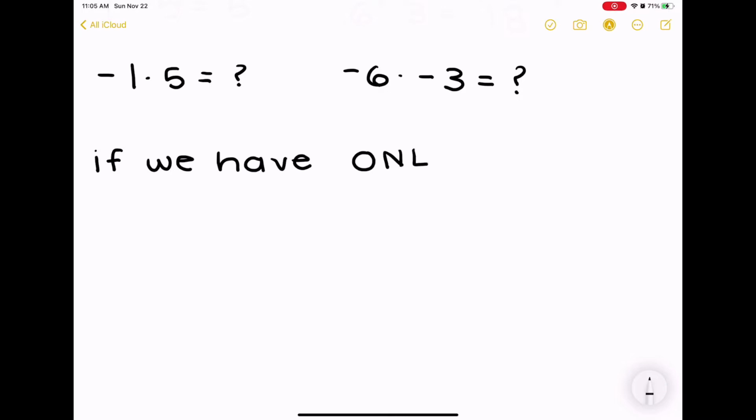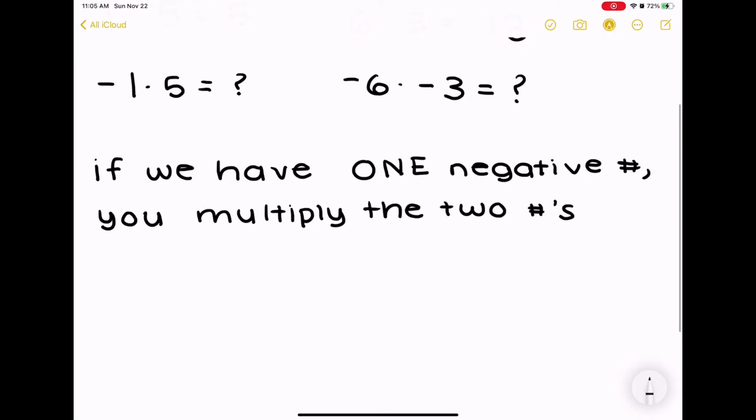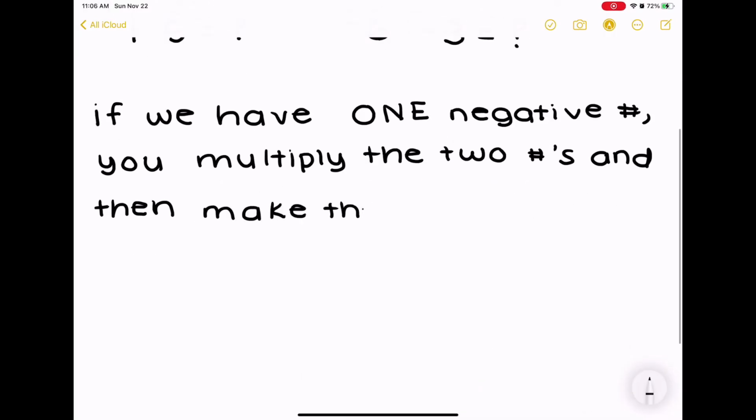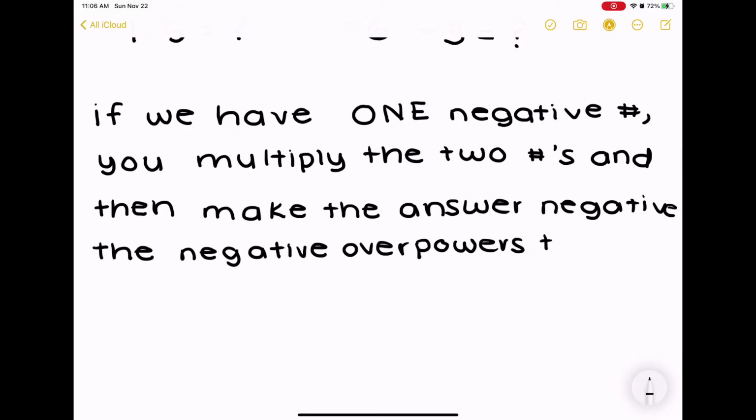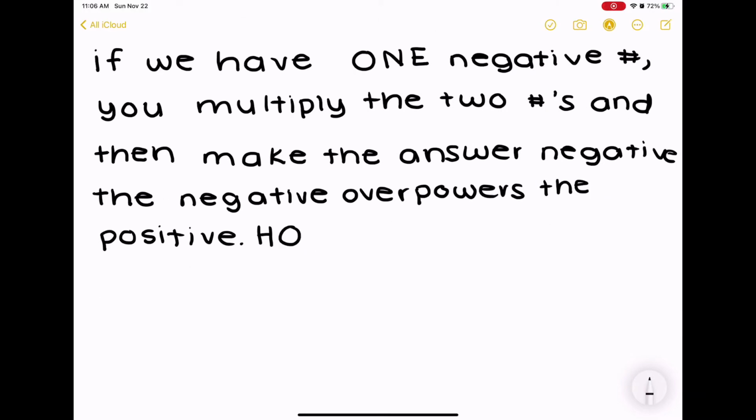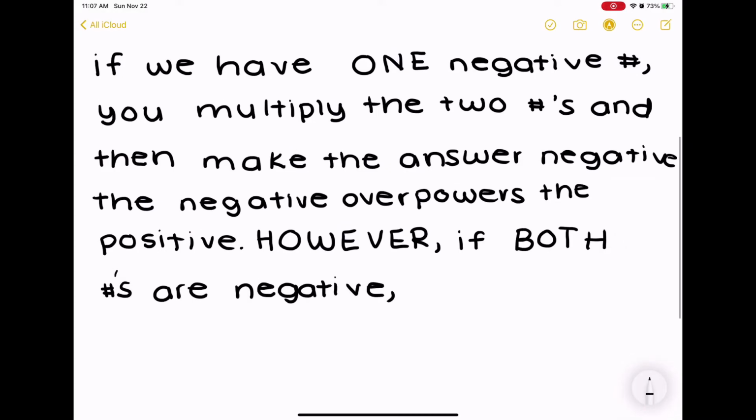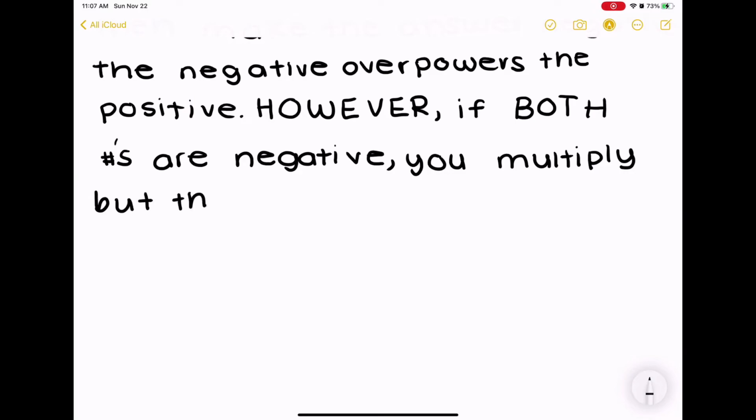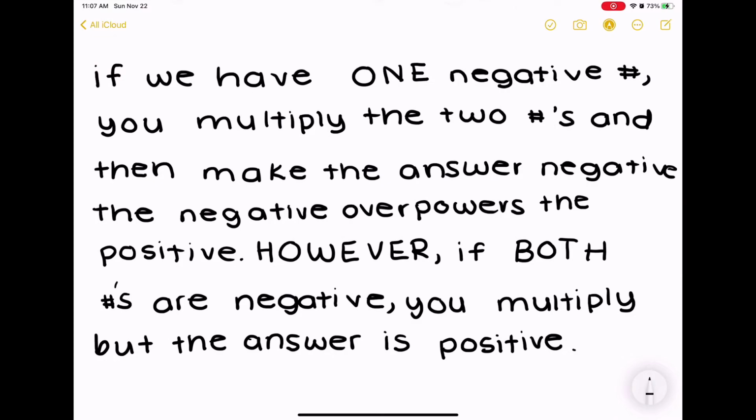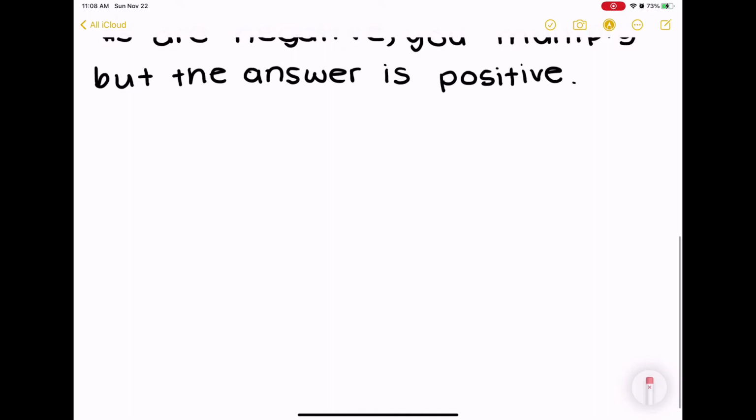So, if one of the numbers is negative, you multiply the two numbers just like you would normally, but then you make the answer negative. The negative kind of overpowers the positive. However, if you have two negative numbers, then you'll have a positive. So they smush together into a positive sign. So that's the rule you need to think about: one negative times a positive is equal to a negative, and two negatives is equal to a positive.